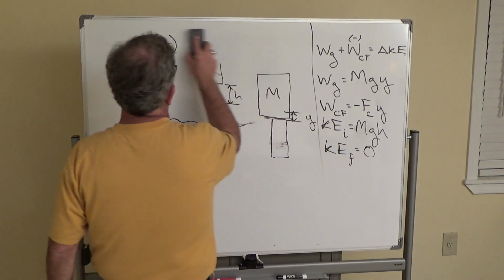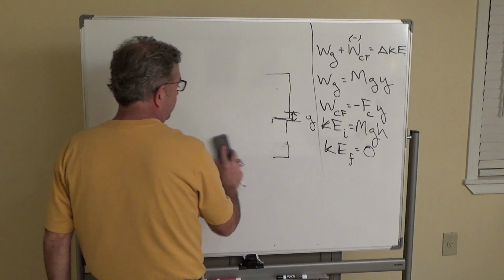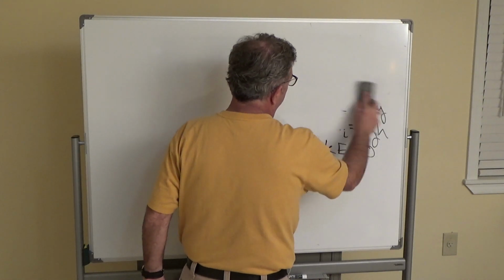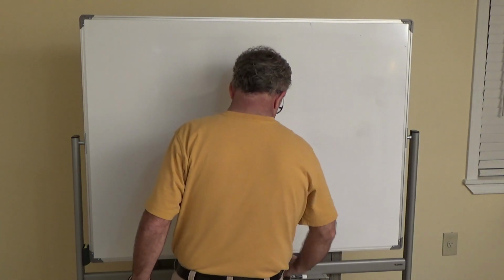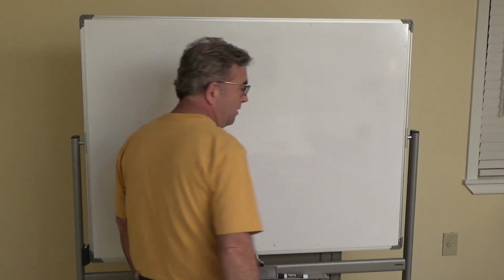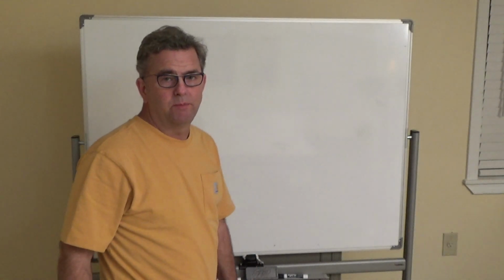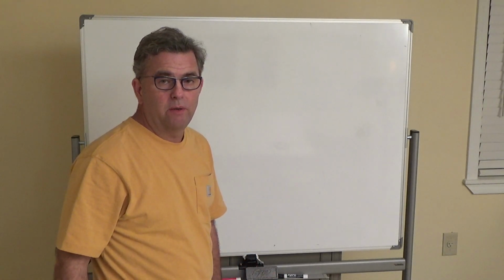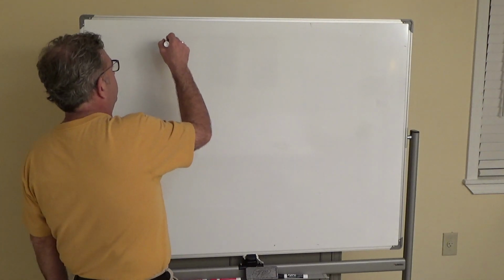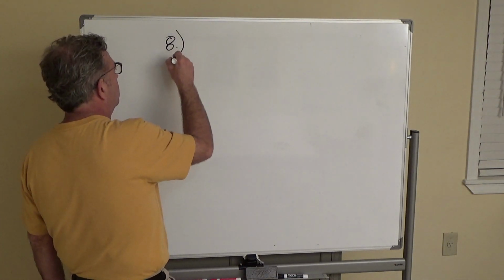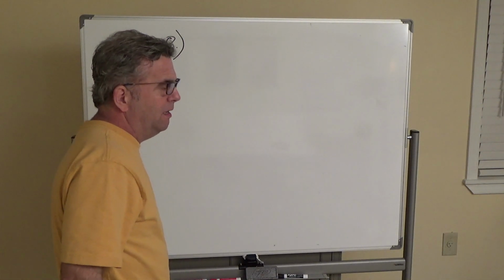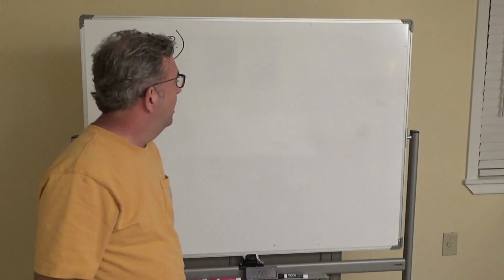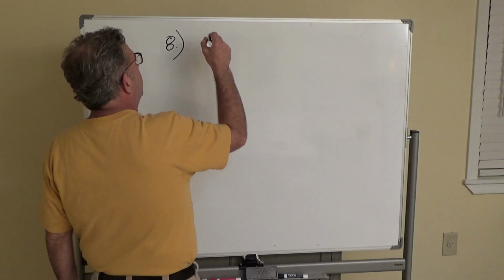Number 7. Number 7 is very straightforward. It's a stone falling into a well. I don't think you'll have any problems with number 7. If you do, let me know. I don't think you will. Number 8. Number 8, we really didn't talk about that much, but I went ahead and assigned it.